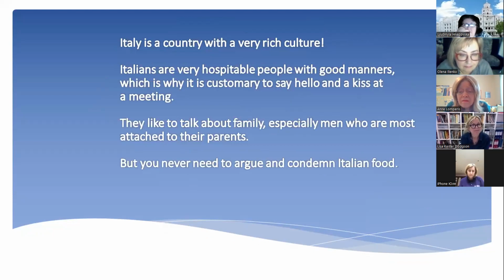Italy is a country with a very rich culture. I agree, history, culture, we know. Italians are very hospitable people with good manners. And I would like you maybe to vote about the hospitality of Italians, because Ukrainians are very hospitable people too. And which is why it is customary to say hello and a kiss at a meeting. Who can, from Italians, who can tell me, is it true or not?